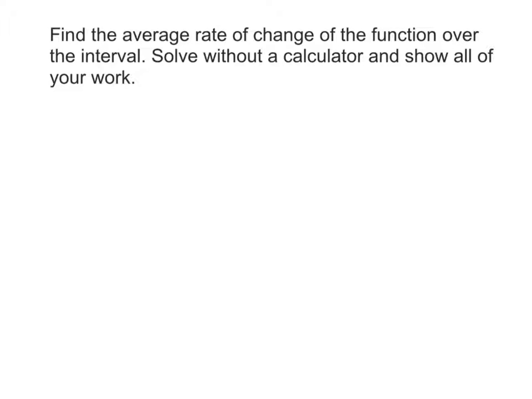So we're going to start with the first problem, which is find the average rate of change of the function over the interval, and we're going to solve without a calculator, and you need to show all your work, and that helps me to give you partial credit if the final answer is not quite right. So let's start with the function f of x, and f of x is equal to x squared, and we want the average rate of the function on the interval from x equals 1 to x equals 2.